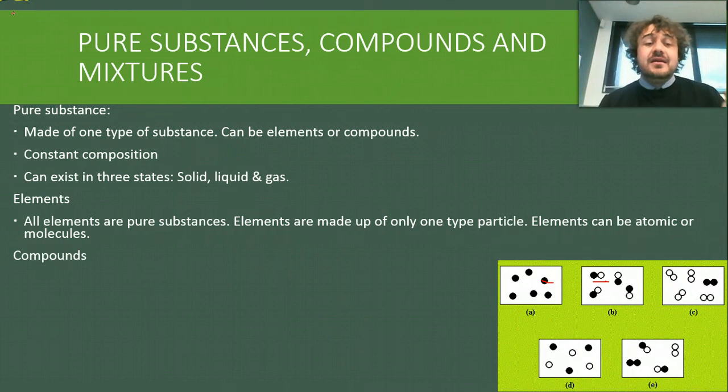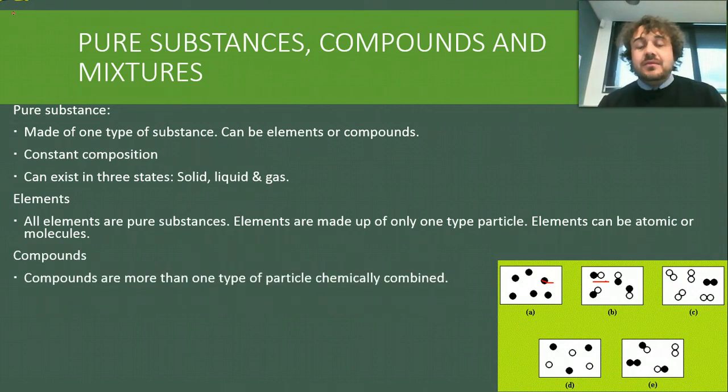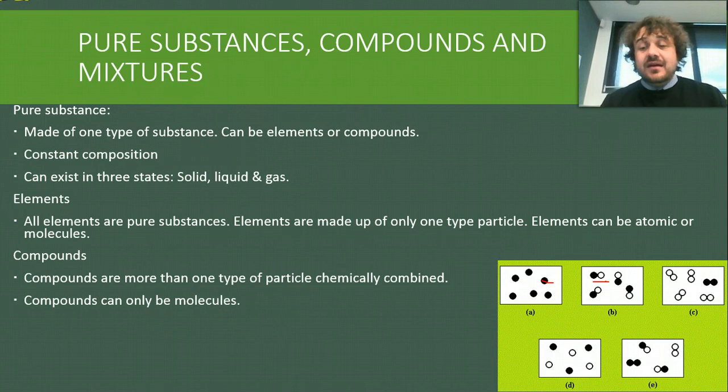Compounds, on the other hand, are more than one type chemically combined, which means they can only be compounds. They can never be molecules. They can never be atoms. Because if you've got just one type of atom on its own, it's an element. It can't be a compound.